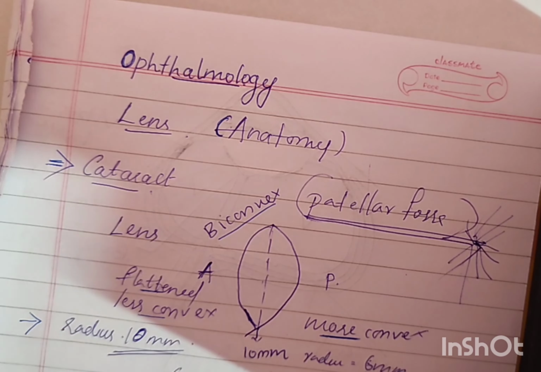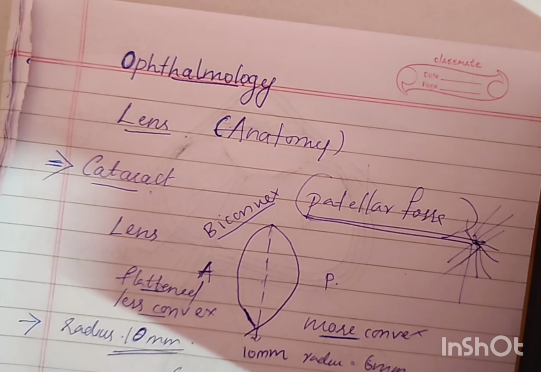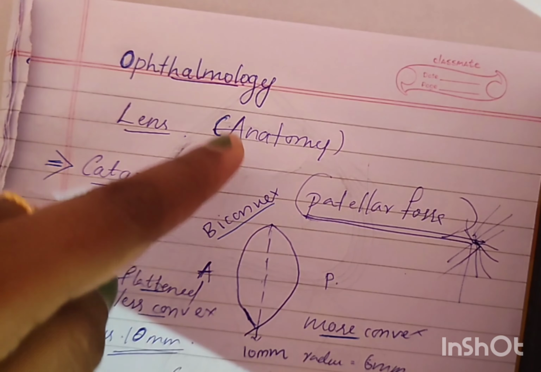So today we are going to study about the lens. Why is the lens more important? Because we all know the pathology, the cataract, comes under the lens. So first we are going to study about the anatomy of the lens.